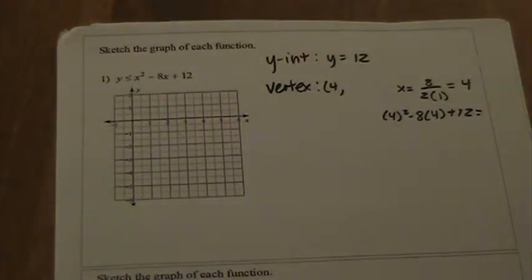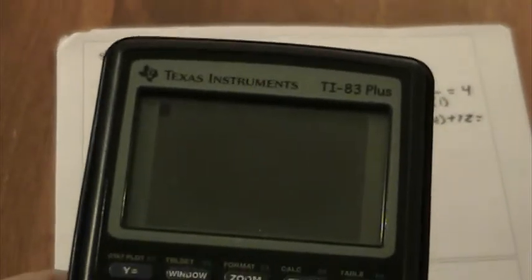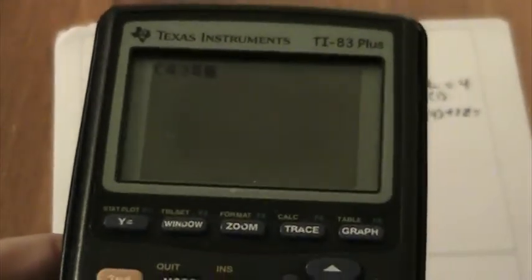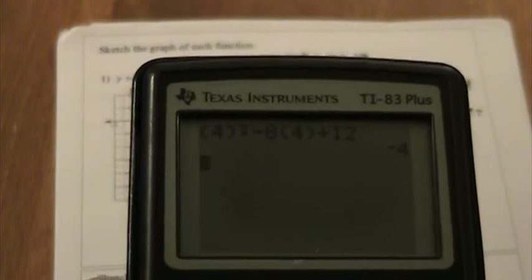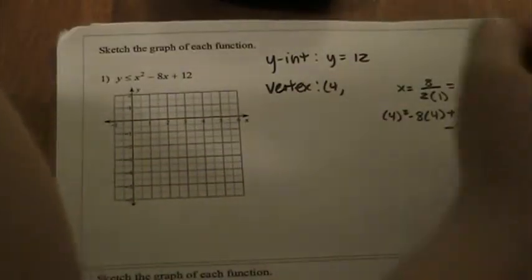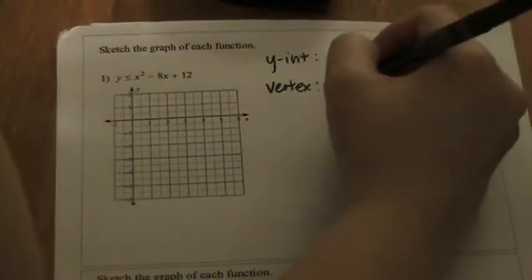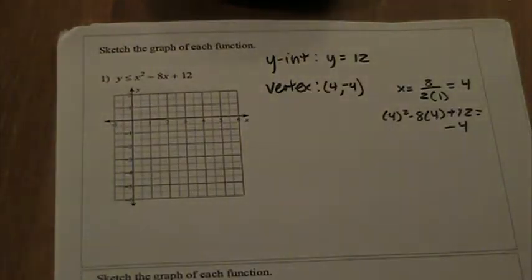I can use my handy calculator to do that. So we would get 4 squared minus 8 times 4 plus 12, and I get negative 4. So that means the y value of my vertex is negative 4.